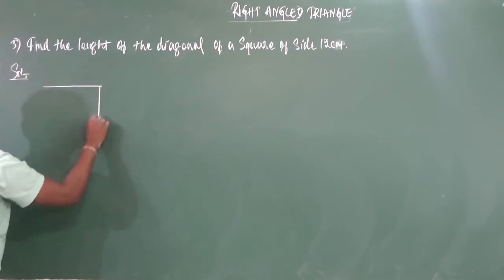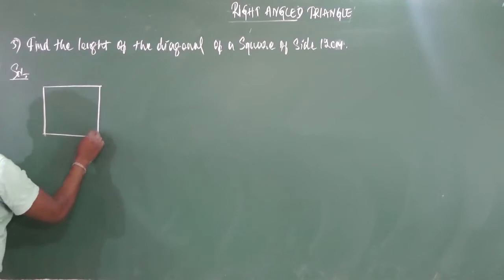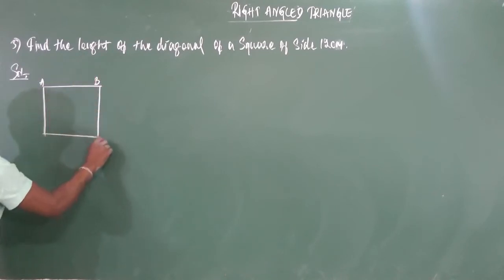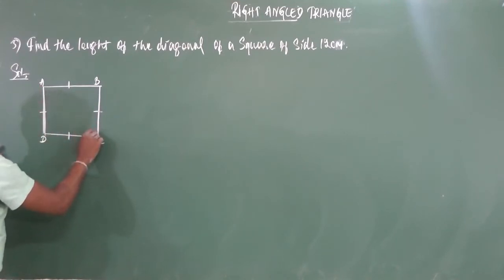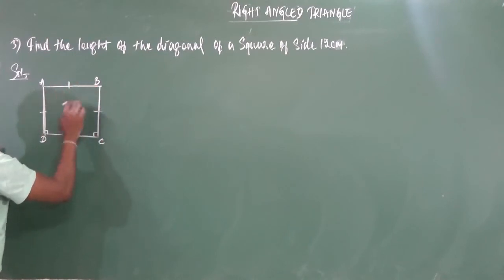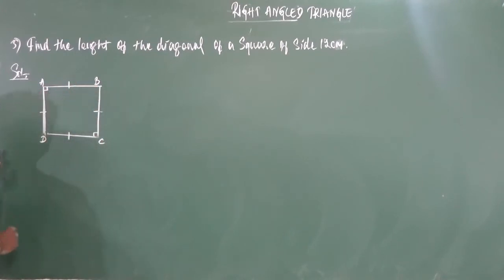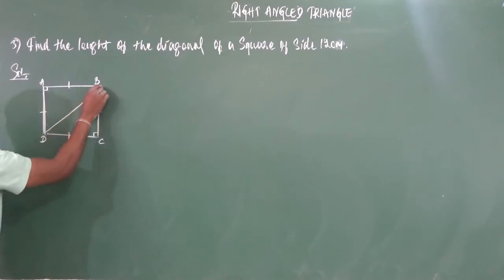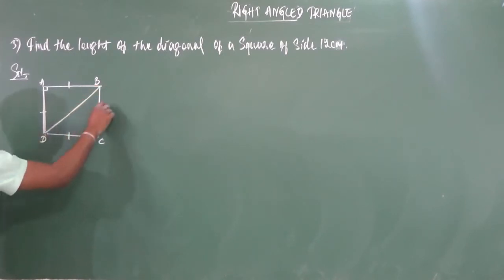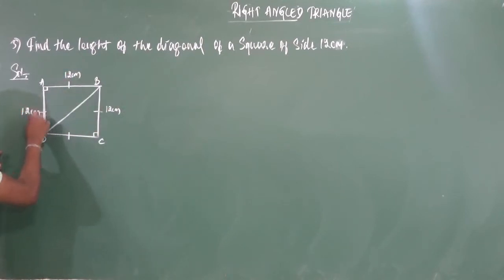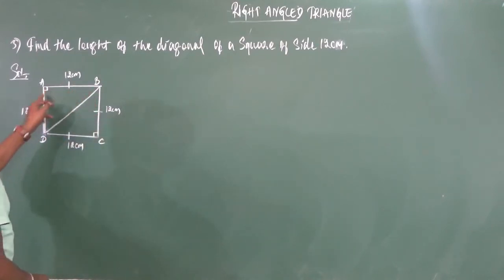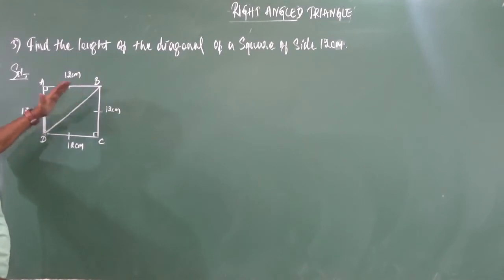So just imagine a square of side 12 centimeters. ABCD is a square. All the 4 sides are equal in this case because it's a square, and all the 4 angles are equal to 90 degrees. So let us draw this diagonal. This is 12 centimeters, this is 12, this is 12 centimeters, and this is also 12 centimeters. Then find the length of its diagonal.